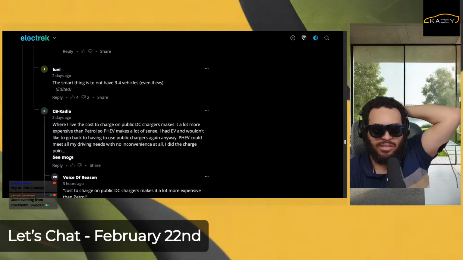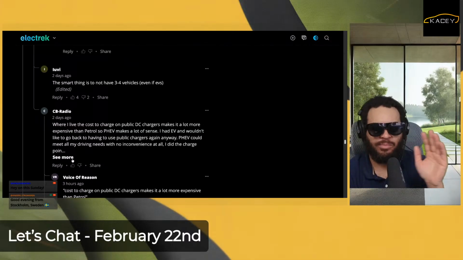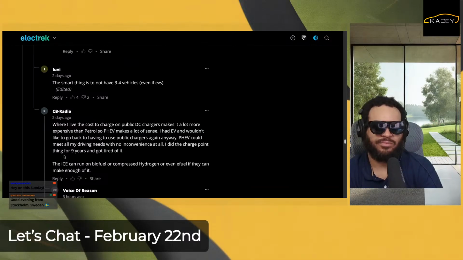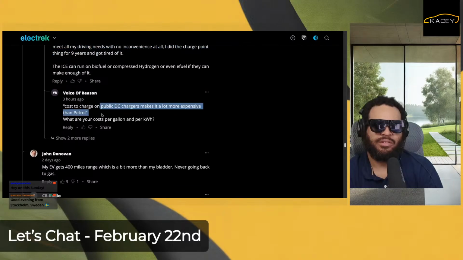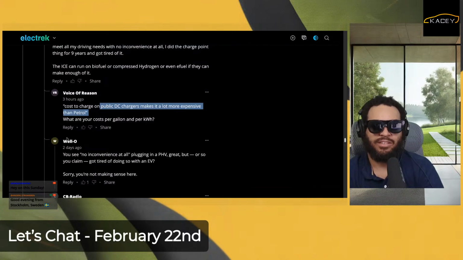Yeah, but see, the thing is that the cheap fuel thing is not going to last forever. So eventually, you'll get it the same way on your PHEV, only at the liquid pump. I did the charge point thing for 9 years and got tired of it. Yeah, see, a lot of these people are doing public charging for their main charging. Cost of public DC charge makes it a lot more expensive than petrol. Where are you? What are your costs per gallon and per kilowatt hour? He's probably right, the DC charging price is probably ridiculous, depending on where he lives.